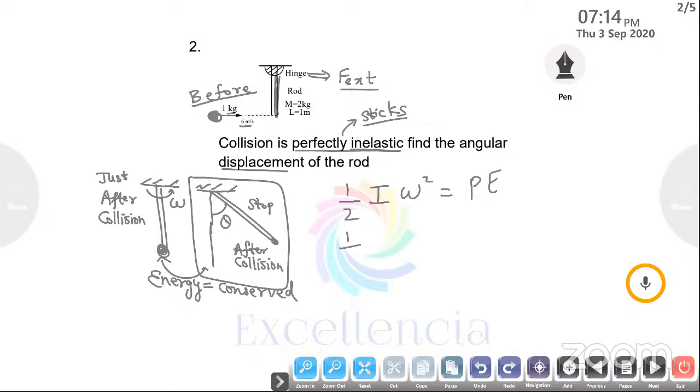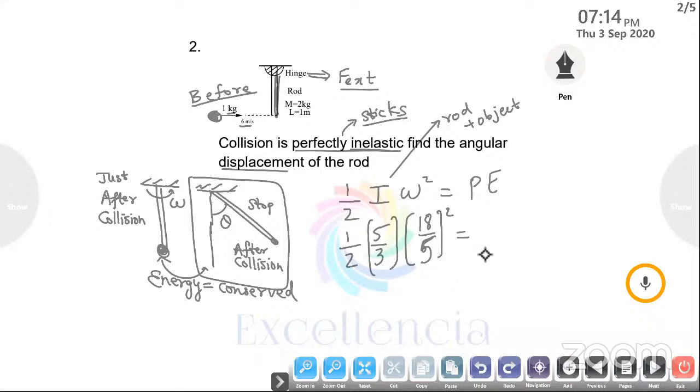So what is this I value that we got? 5 by 3. Moment of inertia I is rod plus object. Rod moment of inertia is ml square by 3, object ml square. Omega value, what did we get? 18 by 5. Okay.